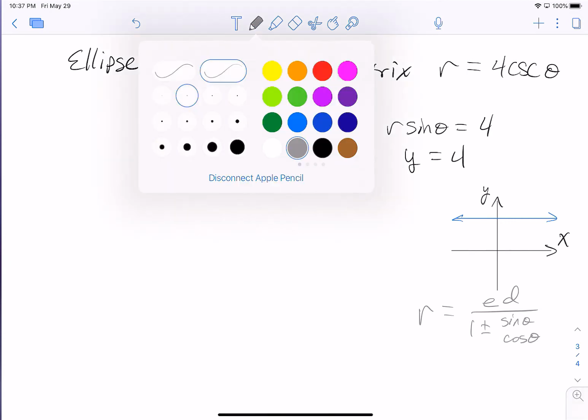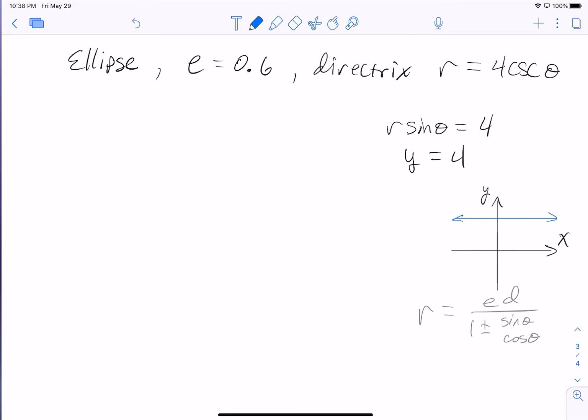And with this particular directrix, it's horizontal, so I know that my ellipse is vertically oriented. That means we are looking at a sine function, and because the directrix has an equation y equals +4, this is going to be a plus in the denominator. e is equal to 0.6, and y is equal to d, which is 4. So ed is equal to 0.6 times 4. I'm going to go with representing this as a fraction, and so we have 12/5 for ed.